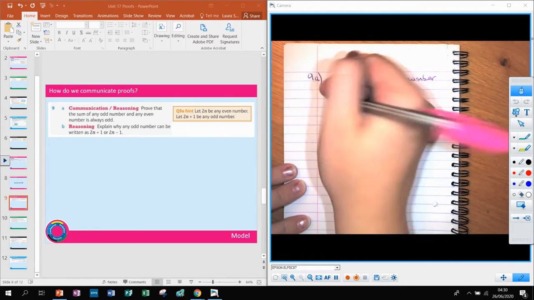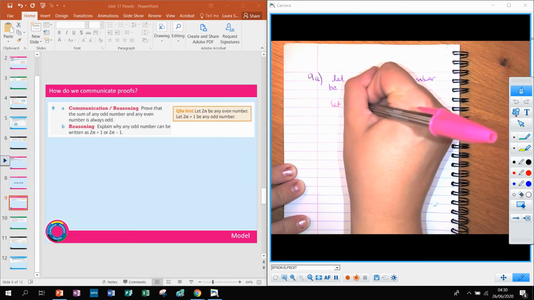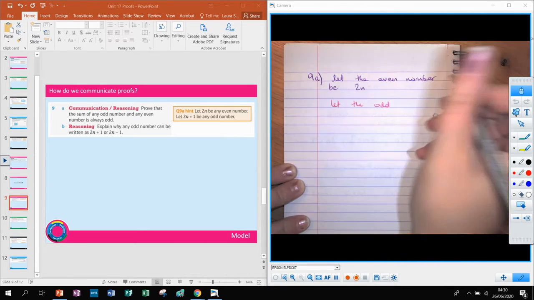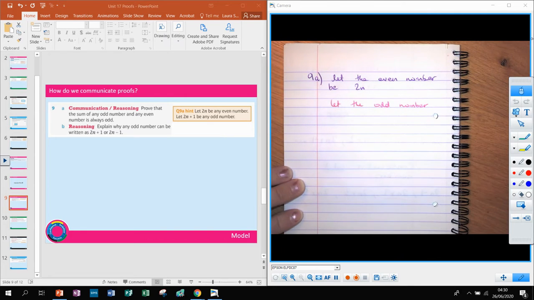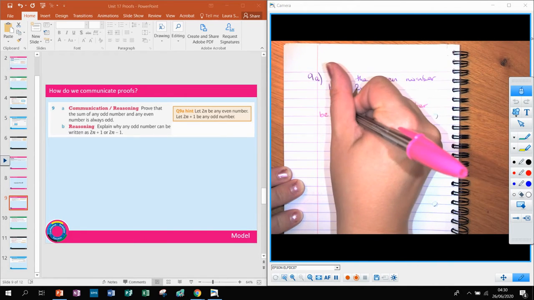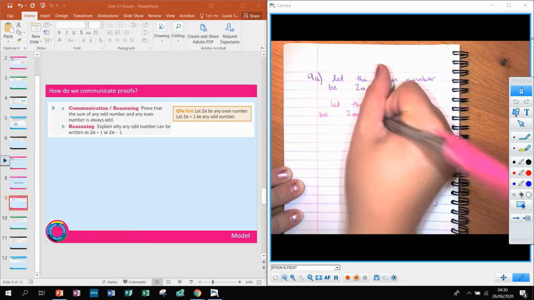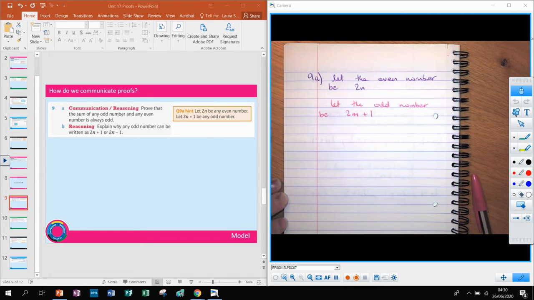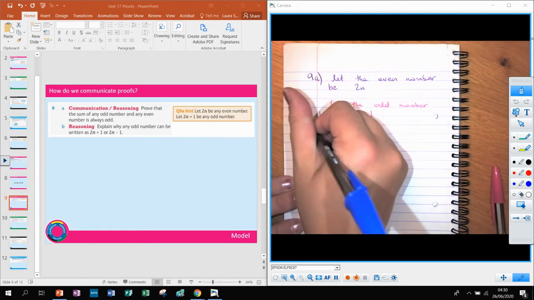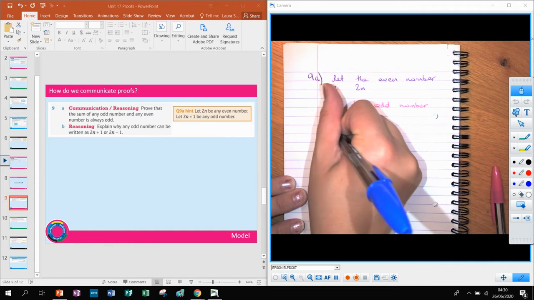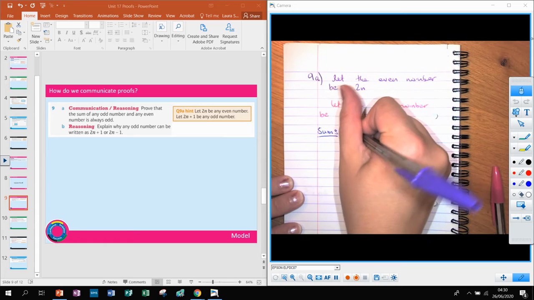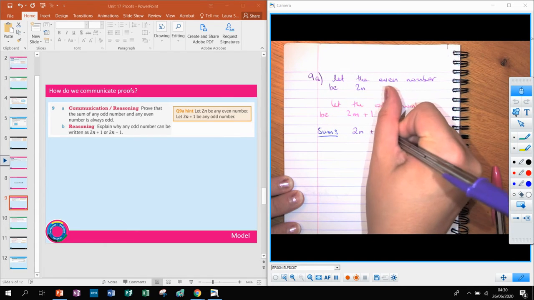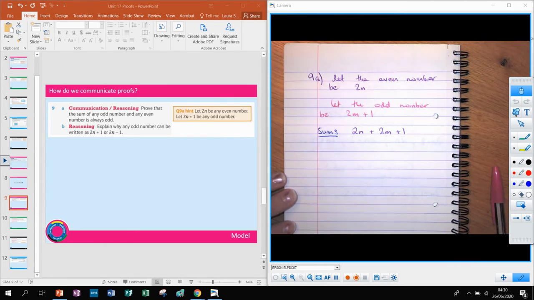Okay? And I'm going to let the odd number, instead of using an n, I'm going to choose a different letter. We usually use an m. Okay? So I'm going to let that be 2m plus 1. Okay? And then I'm going to do their sum, because that's what the question has actually asked me to do. So we are going to add our 2n plus 2m plus 1.